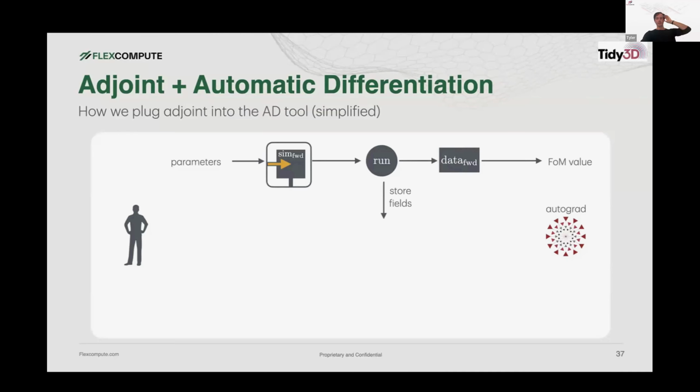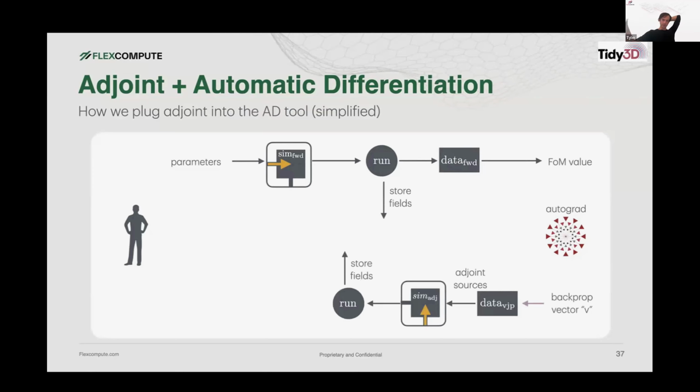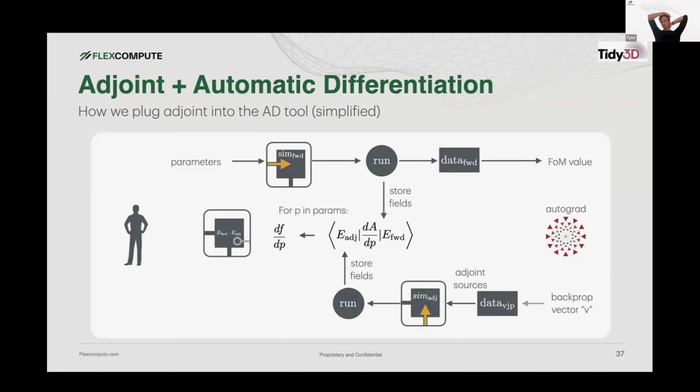So now we ask AutoGrad for the gradient of this process. It says, okay, here's your vector v, which contains the df/dx part. We take that and convert that basically to adjoint sources. So there's a well-defined mapping from, let's say, data set values to adjoint sources. So we set up this adjoint simulation and run that, and again, store the fields in the design region. Well, now we have everything we need. For every parameter, we compute the df/dp that we need using some overlap integrals, and we just package everything into the proper data format that AutoGrad needs, and then AutoGrad's happy, and it gives us our gradient back.